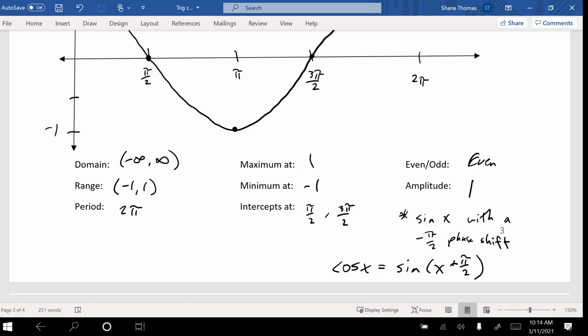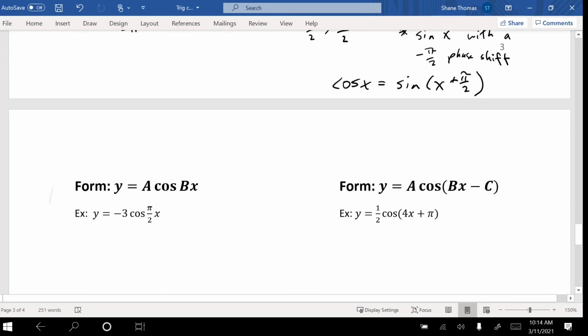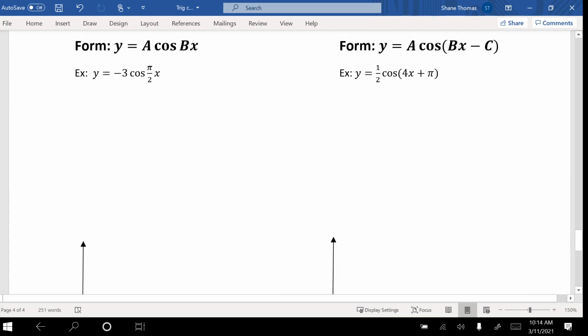All right, so let's break down a cosine. So start simple with this. Let's break down one in the form a cosine bx, and then we'll do one where we have a phase shift as well. All right, so the first one, y equals -3 cosine of pi over 2x. I started to mix these up a little bit with just different forms of ways you might see the trig functions.